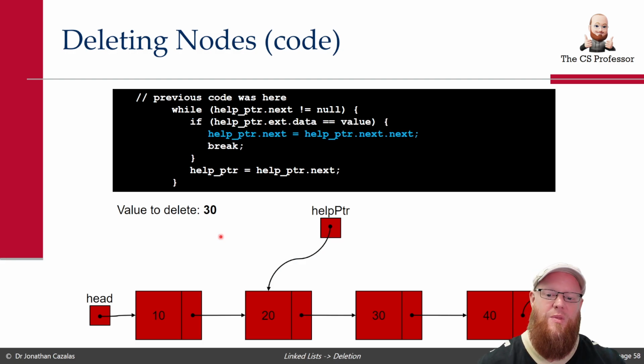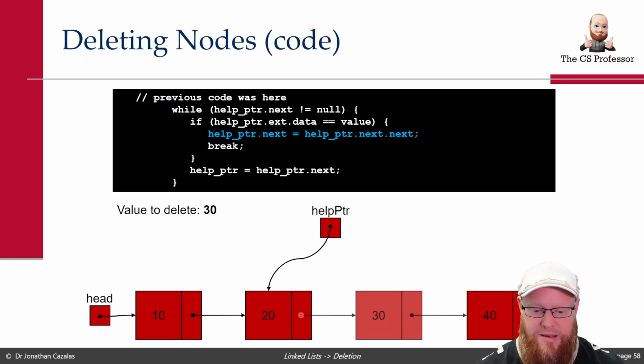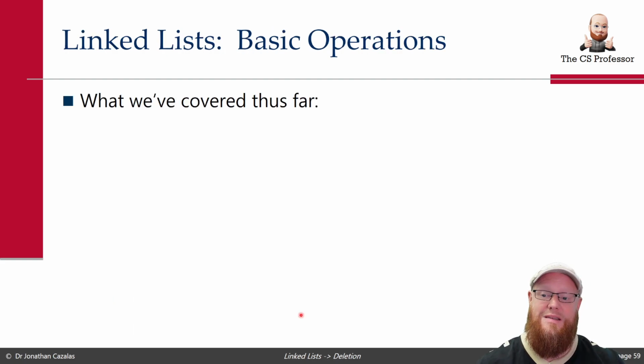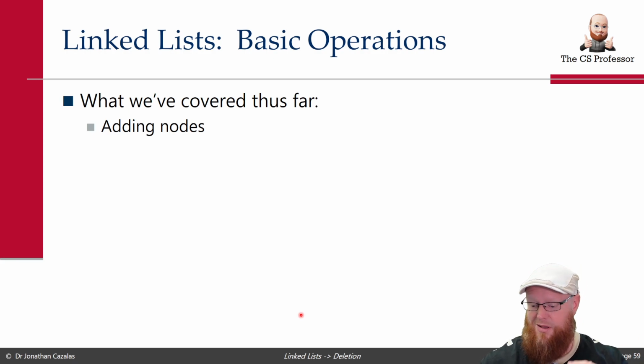So what do we do? We take help pointer.next, which brings us to this node, node 30.next, that's the address of 40. We take the address of 40 and we save it into the next of 20, which is accessed via the help pointer. So it's help pointer.next, and we get this. That is our deletion.